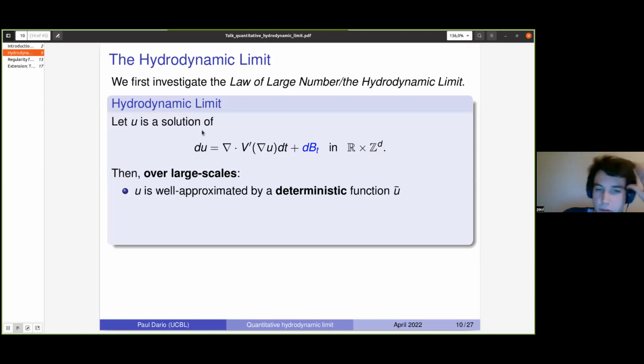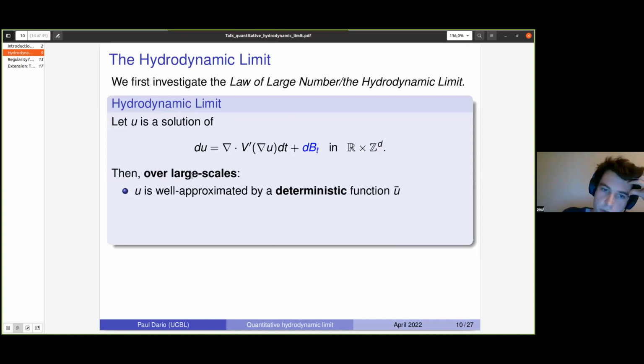You take a solution of your discrete equation, du is equal to your elliptic term, divergence of v prime of gradient of u, plus your Brownian motions. You let it evolve for a very long time on very large scales of space and time. You zoom out, you rescale it appropriately. And you ask: does this converge to something deterministic? Do I have a law of large numbers for my system? The answer is yes, there is one.